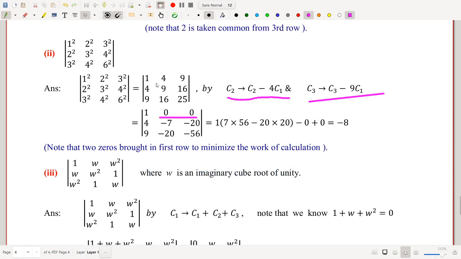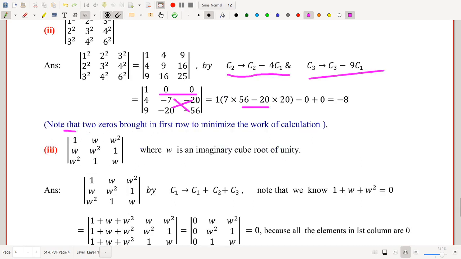You cannot apply an operation to an element directly. You have to apply it in a column or in a row. That means every element should be affected in a row or in a column. So we have got 2 zeros in the first row. Now we can expand this determinant with respect to elements in the first row. So 1 into minus 7 into minus 56, minus minus plus. That's why I have not given a sign. Then minus, this is for the minus of the formula. Minus 20 into minus 20, so this will be again minus minus plus, which means I have written 20 into 20. So the value is very easily obtained, minus 8, because of these 2 zeros. So big numbers can be made 0 using the elementary operations, and the value of the determinant can be obtained easily.